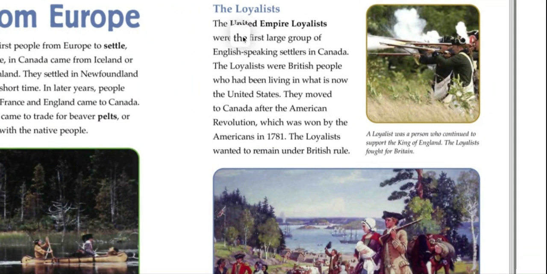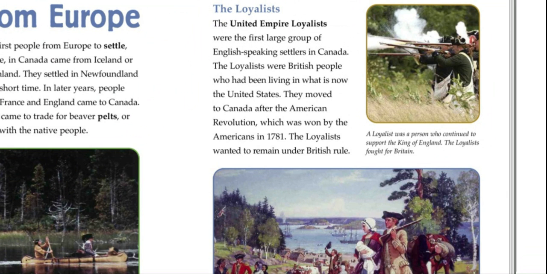The Loyalists. The United Empire Loyalists were the first large group of English-speaking settlers in Canada. The Loyalists were British people who had been living in what is now the United States. They moved to Canada after the American Revolution, which was won by the Americans in 1781.